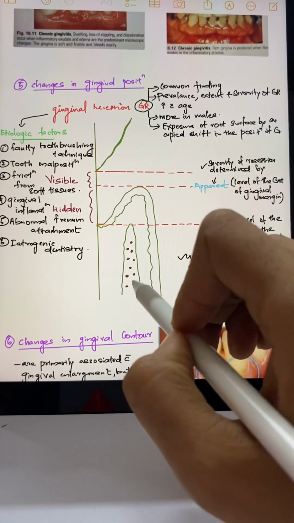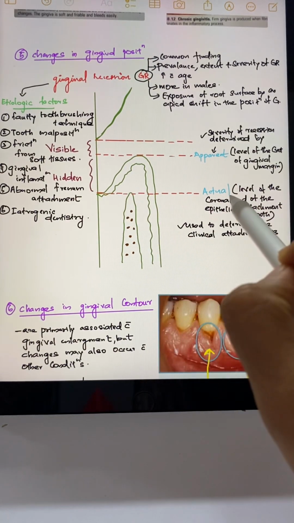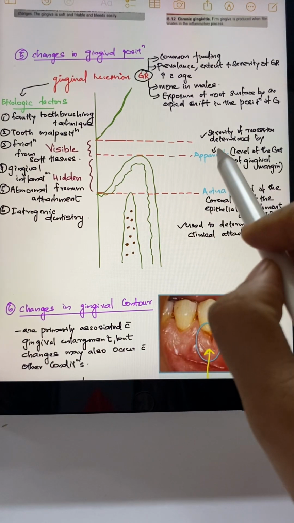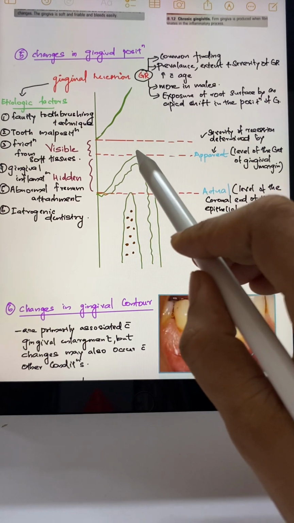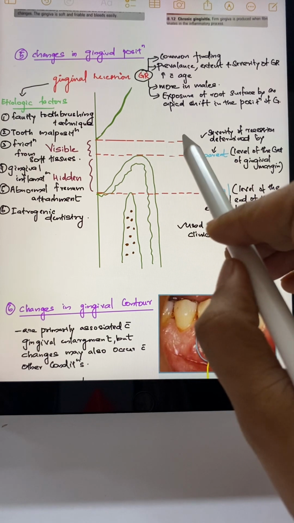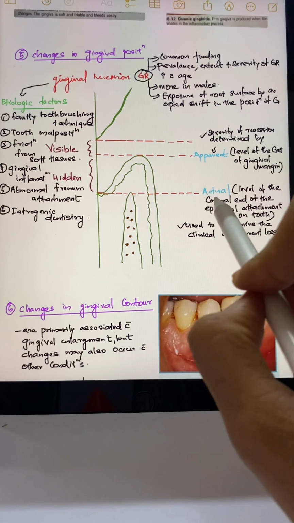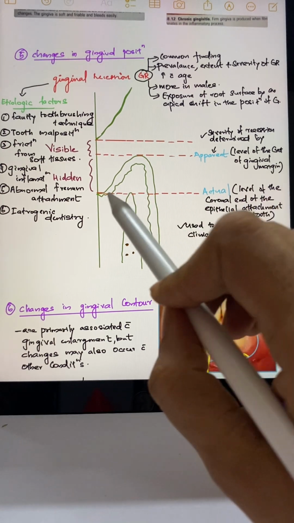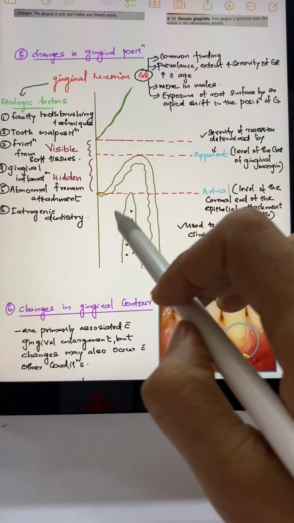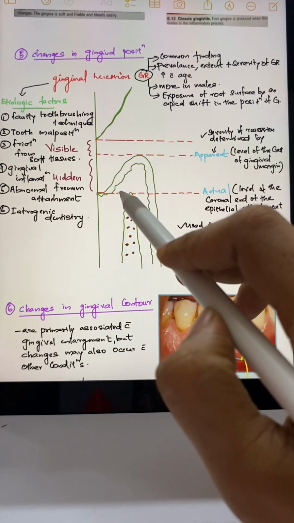When you see this picture, this is the actual gingival position, and this is the apparent position. The apparent position is the level of the crest of the gingival margin, and it is used to determine the severity of the recession. But the actual position we measure from the level of the coronal end of the epithelial attachment of the tooth. So this is used to determine the clinical attachment loss. This area is visible, this distance is hidden.